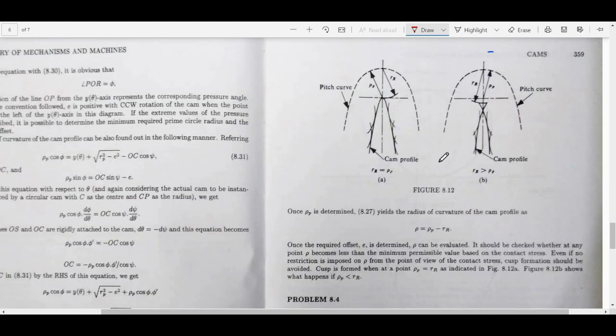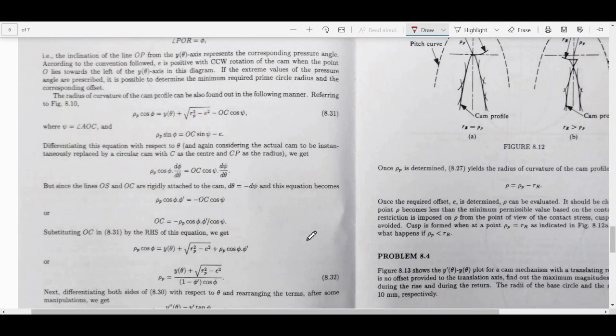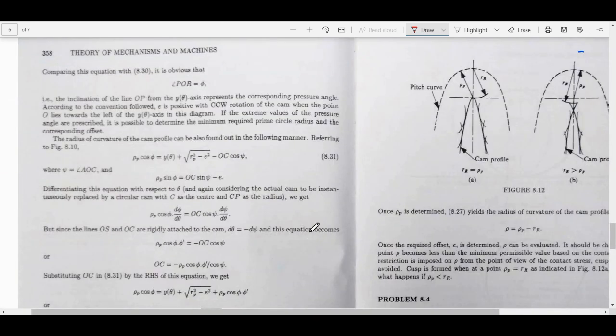When we come to the next page, the radius of curvature of the cam profile can also be found. So the radius of curvature, what is done is, we go to figure 8.10 and we write this again. So let us go and see what is happening.